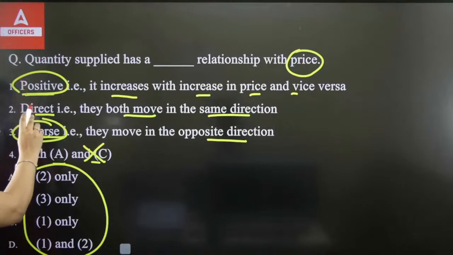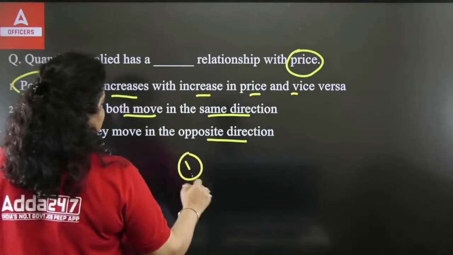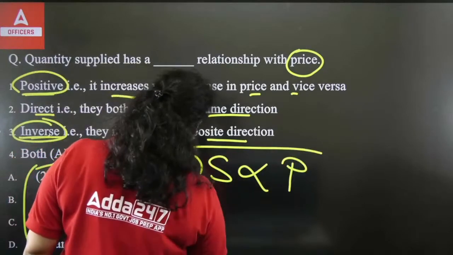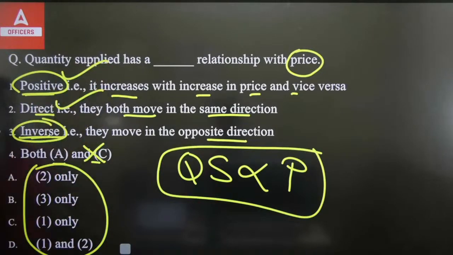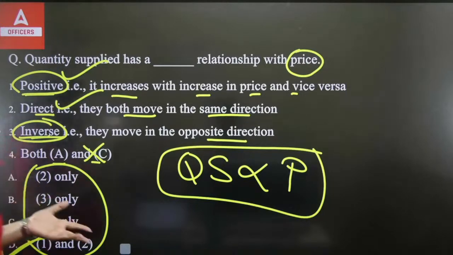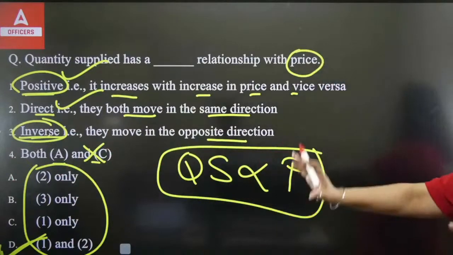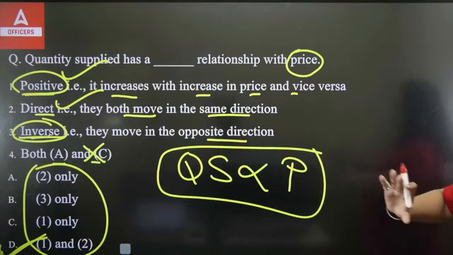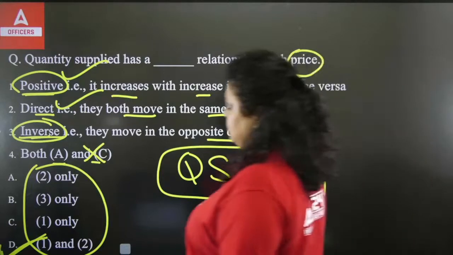What about the positive, direct, inverse individually? Or if there is any combination. So I have told you that the quantity supplied has a direct relationship with the price. So this direct relationship is known as what? Positive relationship. This is known as direct relationship. It means first and second is correct. It means D option is right. They have positive relation. It means if one increases, the other one also increases. They have direct relationship. It means they are both going in the same direction. If they are falling, both will fall. If they are increasing, both will increase. That's the quantity supplied's relation with the price.